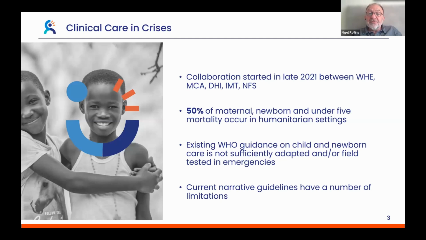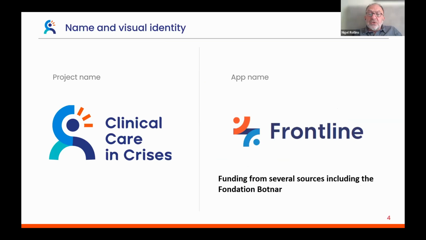There are a number of different ways in which narrative guidelines have limitations, and I'm just going to make a brief reference to those. From the outset, understand that the overall project name is Clinical Care in Crises, but we do have an app that we refer to as Frontline. Sometimes I will jump between these two, so forgive me if I do, and you will understand the difference between them from the beginning. And just to acknowledge the Fondation Botnar, although we have funding from several sources, we're very grateful to the Fondation for the support.